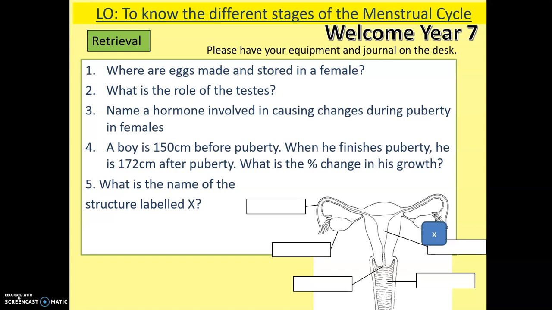Alright, so like I said, our LO is to know the different stages of the menstrual cycle. What I'd like you to do, like we always do, is to write down this learning objective in our book, okay? And after doing this, I would like you to answer the retrieval questions. These are questions based on what we did last lesson. Again, pause the video, carry out the task being set, and when you're done, press play.